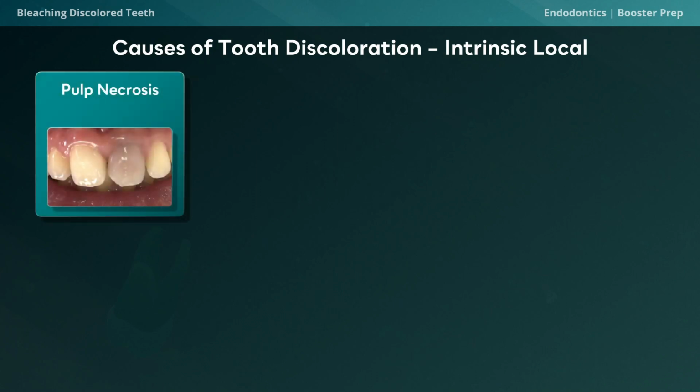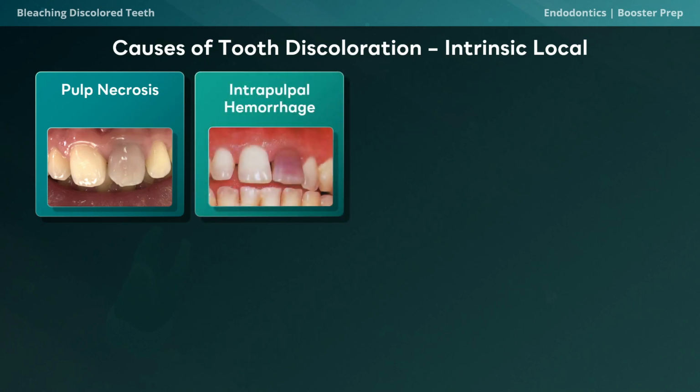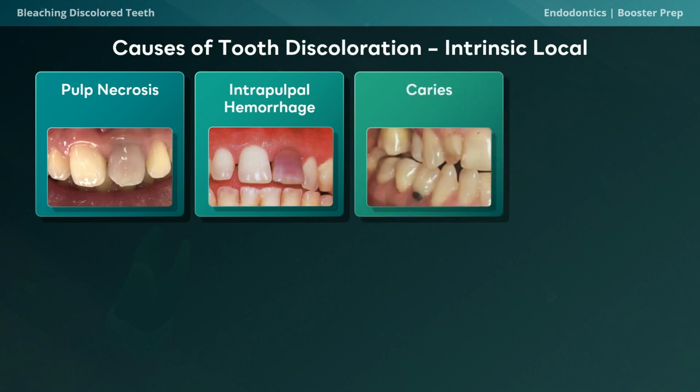Alright, we'll begin our discussion with pulp necrosis, one of the most common causes of tooth discoloration. And what's really happening here is that the byproducts of tissue breakdown seep into the tooth's tubules, staining it from the inside out. Then there's intrapulpal hemorrhage. Think of this as an internal bruise, leaving its mark on the tooth. Caries too can play a part in this. It contributes to the discoloration as it progresses and damages the tooth.